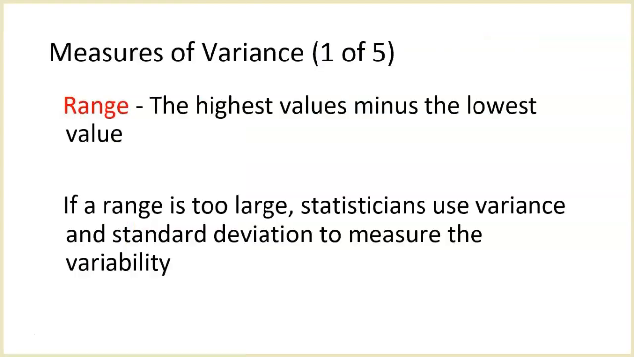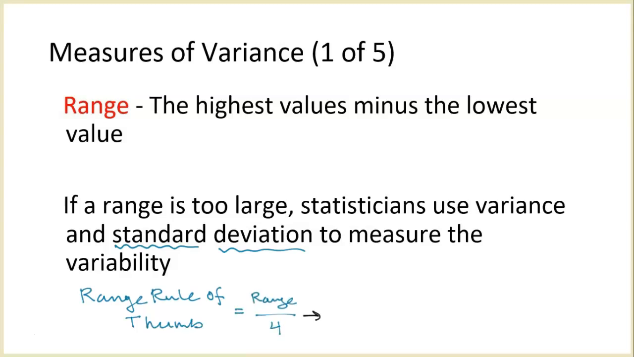So first, we know from a previous unit and probably even before you've encountered the range, it's the highest value minus the lowest value. Oftentimes, if the range is far too large to describe the variability in the distribution, then statisticians use variance and standard deviation to measure variability. There is something that we'll also find to estimate the standard deviation, and it's called the range rule of thumb. If we take the value of the range and divide it by 4, it can be a good estimator of the standard deviation. It may not always be very close, but it can be a good estimator.